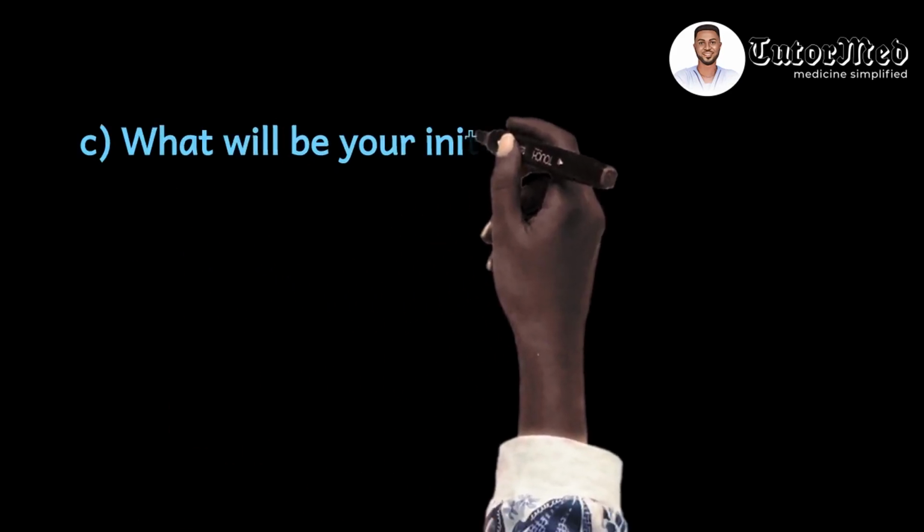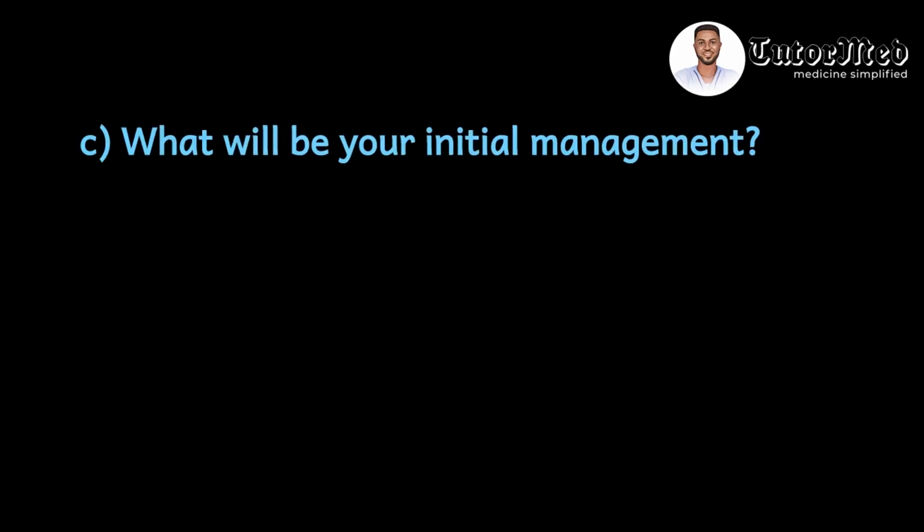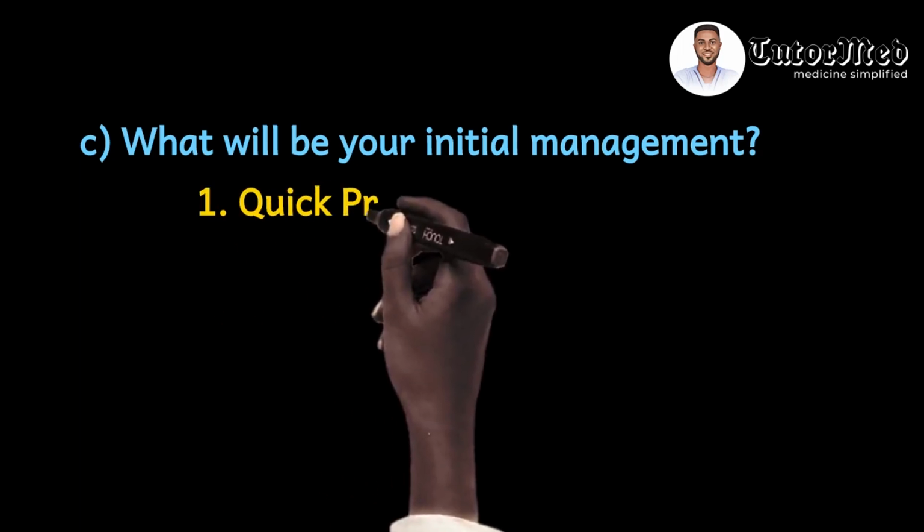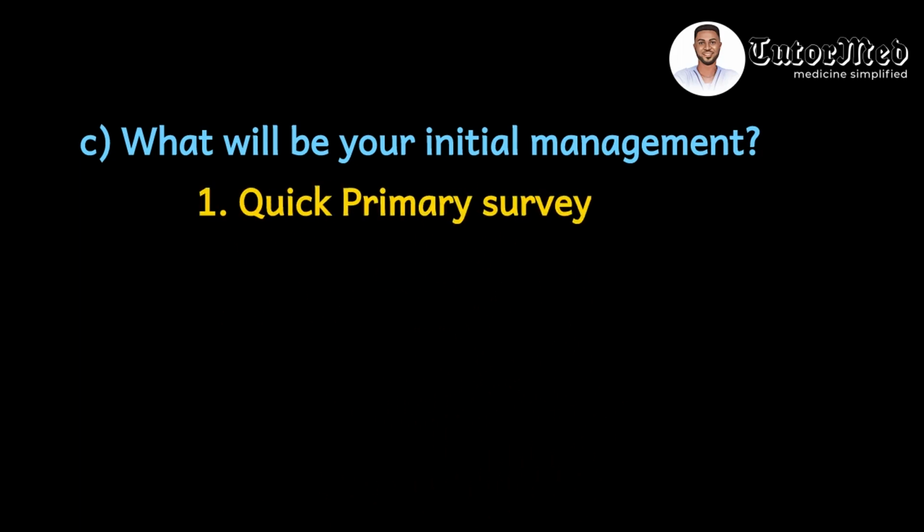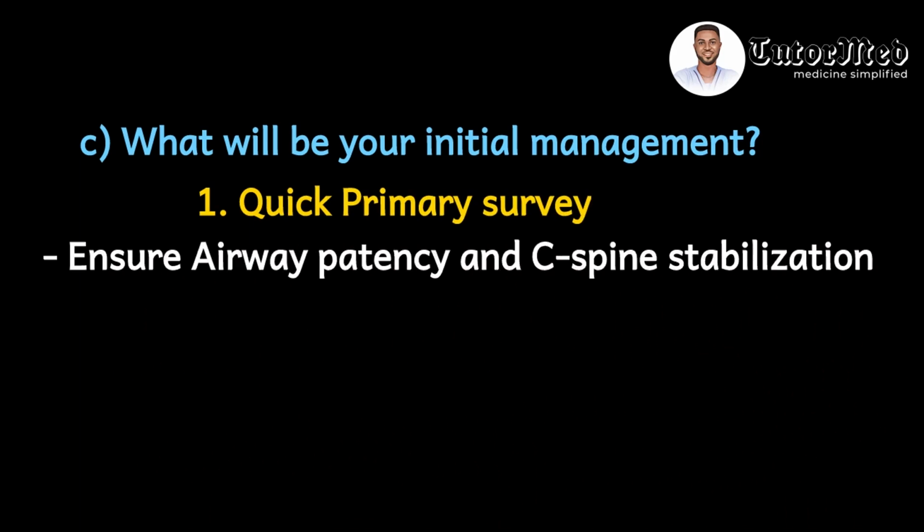And so the third question, question C, says, what will be your initial management for this patient? Now, all trauma cases, especially those resulting from RTAs, are emergency cases, and we need to manage them using the emergency protocol, A, B, C, D, and E. And so quickly we do a primary survey. And for the primary survey, A stands for airway and then C spine stabilization. And so we ensure that the airway is patent and the cervical spine is clear of injury.